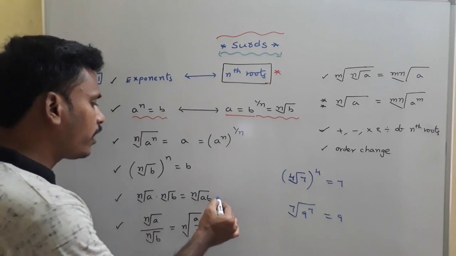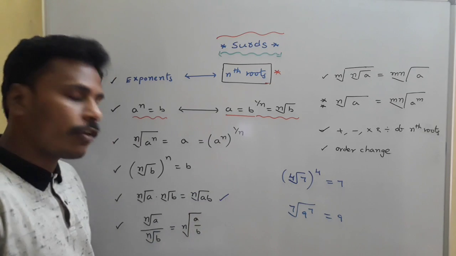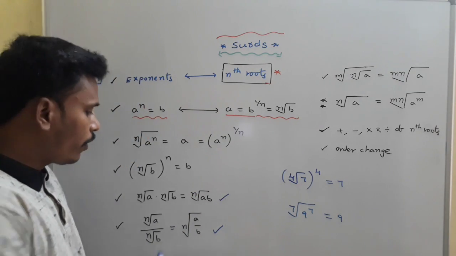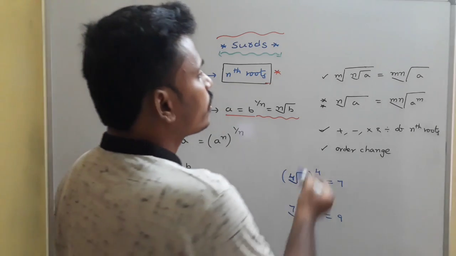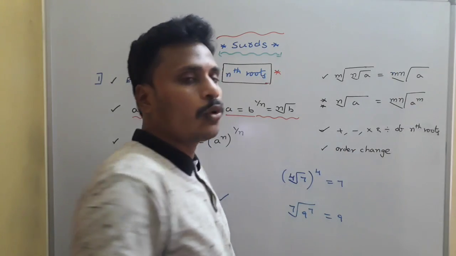And the next thing is multiplication of nth roots. Nth root of a into nth root of b is nth root of ab, and nth root of a by nth root of b is nth root of a by b. We don't have such formulas for addition and subtraction, right? And then see, m-th root of nth root of a is equals to mnth root of a.